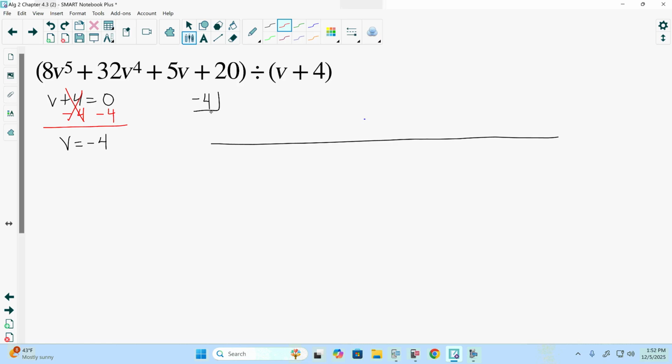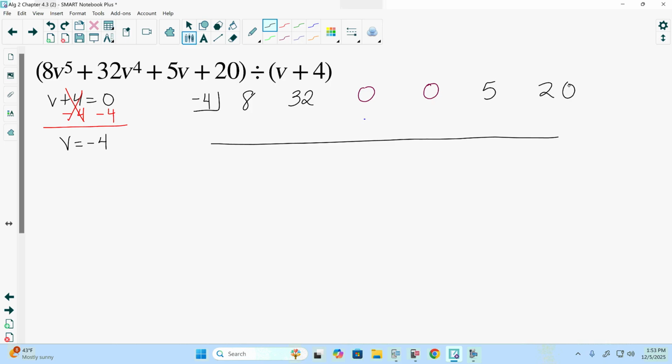Now we need to list the numbers across the top, yes? So our v to the 5th is our biggest term, and its coefficient is 8. So we get 8 for v to the 5th. We get 32 for our v to the 4th. Then our v to the 3rd term would be 0, since we don't have a v to the 3rd power listed. V squared is also 0. Now v to the 1st, or v, we do have, it would be 5, and then we would have 20.